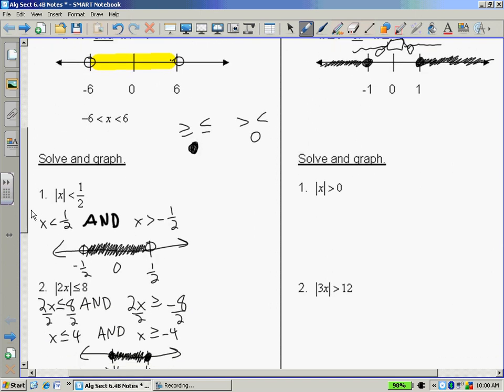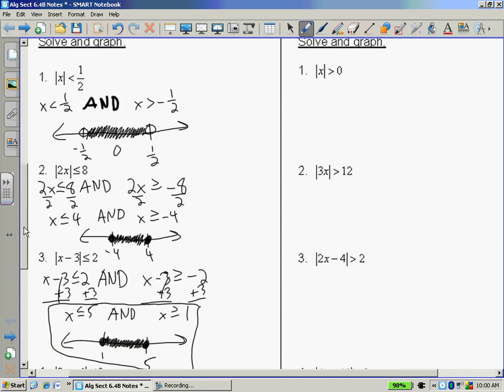All right, so let's try one. We're going to solve and graph. Absolute value of x is greater than 0. Well, the first thing is the alligator is eating the door of this little house. So if he's eating the door, then the statement is an or.